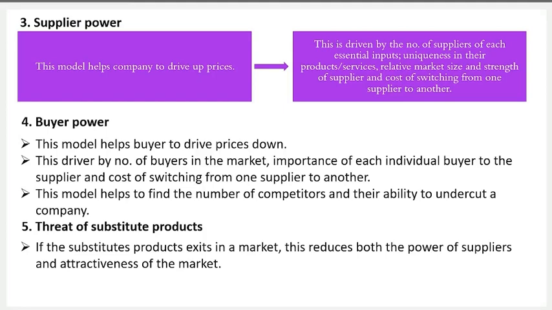Threat of substitute products. A substitute product is something like this. Let's suppose in the case of Harpic, what is the substitute product of Harpic? Acid. If you increase the price of Harpic, what happens? Customers will move to acid. So if a substitute product exists in the market, this reduces both the power of suppliers and the attractiveness of the market. So they want to say that if a substitute for any product is present in the market, then it will reduce the company's power, I mean the supplier's power, and the attractiveness of the market.